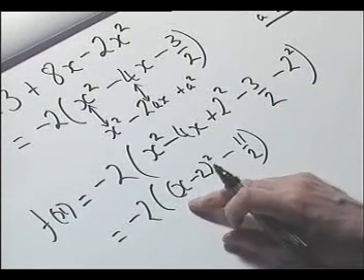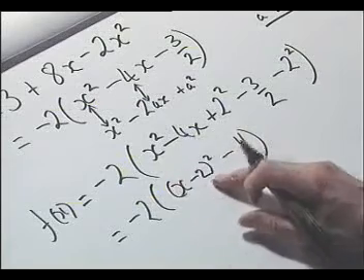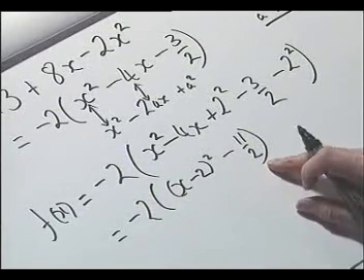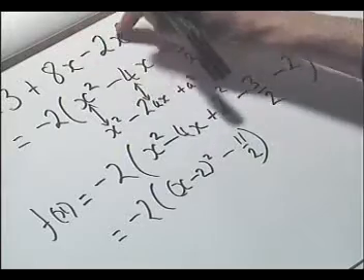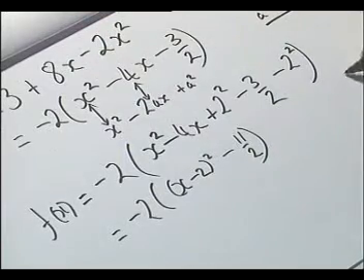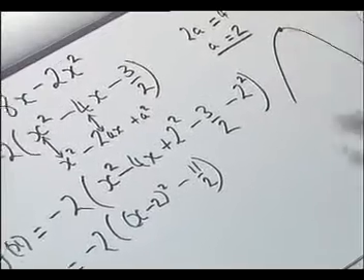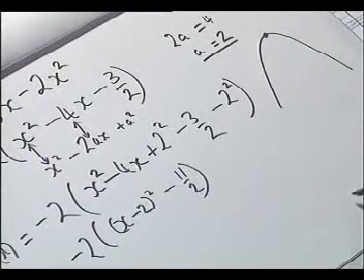Now we can look at this. We can see that when this is 0, we've got, in this case, a maximum value. Because this is a negative x squared term. So we know that we're looking for a graph like that. So it's this point that we're looking for, the maximum point.